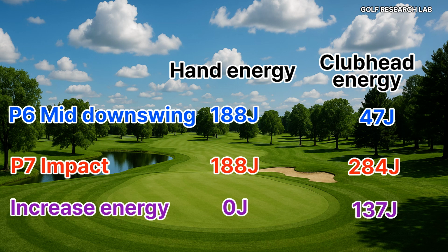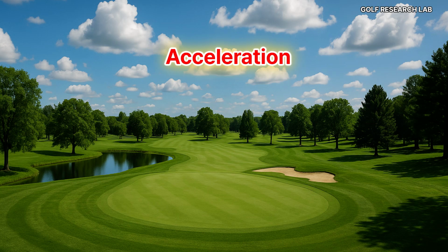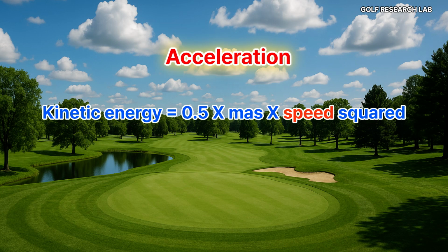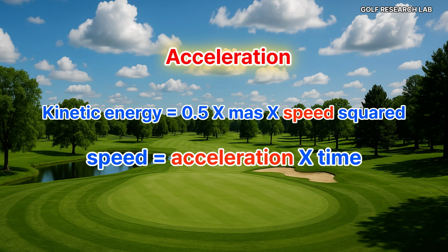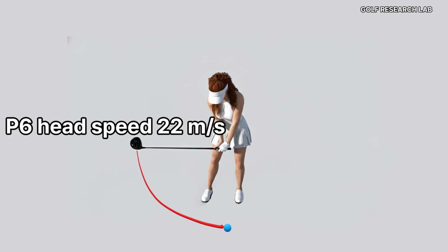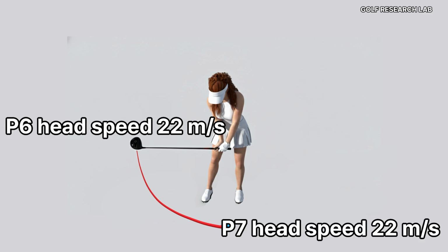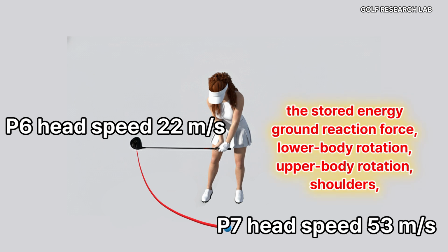Where does the extra 137 joules come from? Acceleration. The kinetic energy is proportional to the square of the velocity. Velocity increases because of acceleration, and acceleration is the critical factor. If the hands simply free rotate without involvement between P6 and P7, the club head speed would be 22 meters per second, not 53 meters per second. To reach 53 meters per second, the stored energy, ground reaction force, lower body rotation, upper body rotation, shoulders, arms, and wrist torque must all be transferred to the club head.